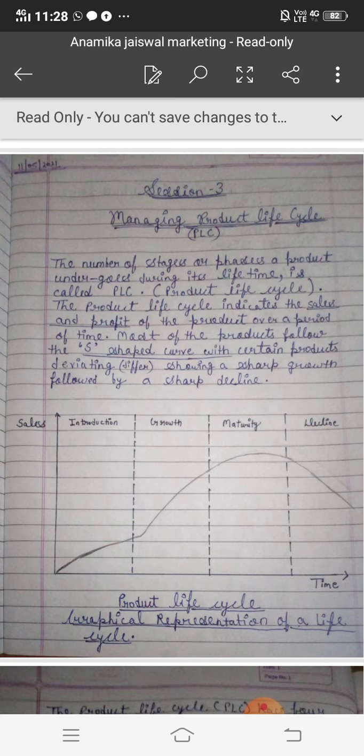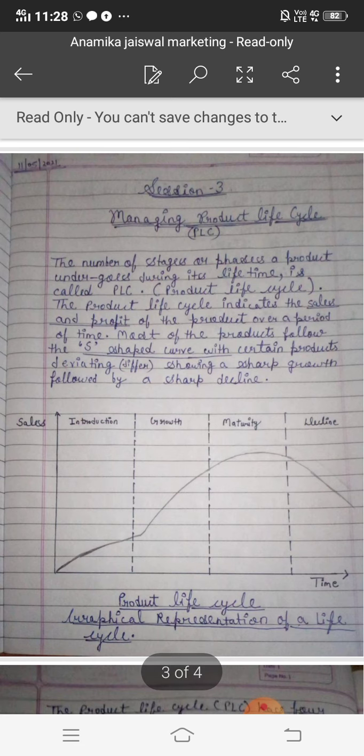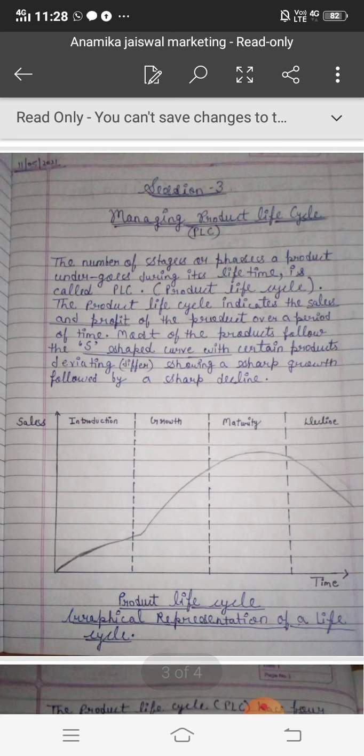So first we can see introduction. In introduction, whenever a product is introduced in the market, first sales are not growing very well. Sales have started growing slowly. So in introduction sales are growing very slowly. In growth sales are growing very fast. In maturity sales are balanced, sales have matured enough. And in decline sales will decrease.